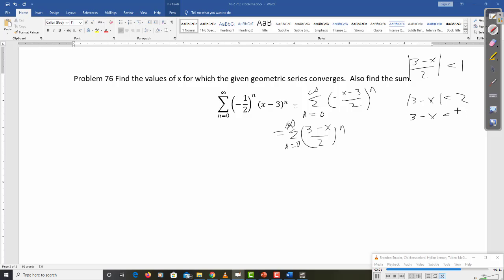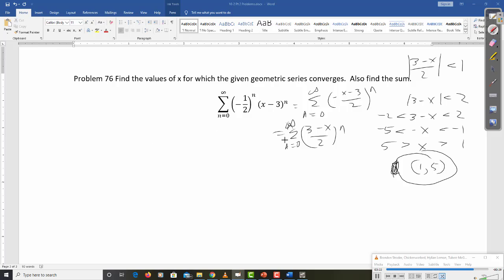3 minus x less than 2, greater than negative 2. Because remember, that's how you remove an absolute value. Subtract the 3's, negative 5 less than negative x less than negative 1, divide by a negative, 5 and 1, and remember, dividing by a negative flips inequalities. So, domain of this thing is 1 to 5, so that's the values of x for which the given geometric series converges.